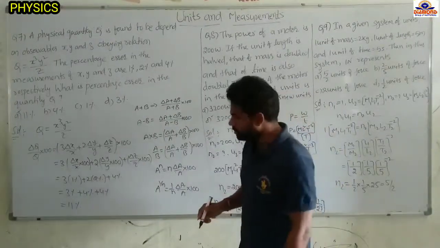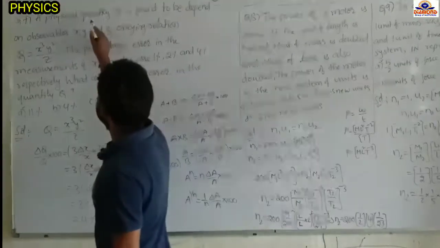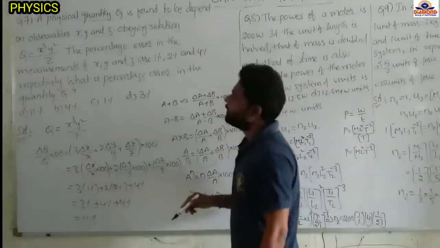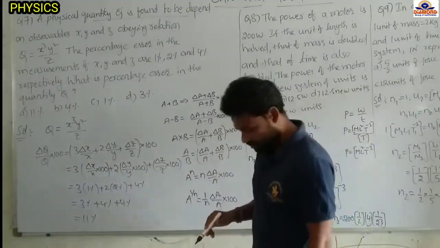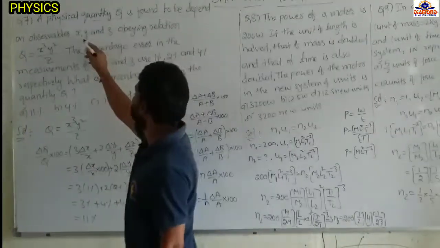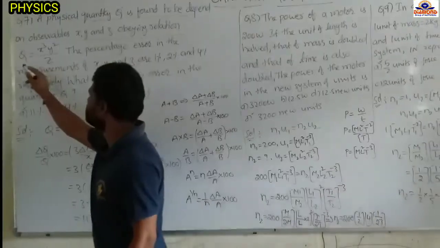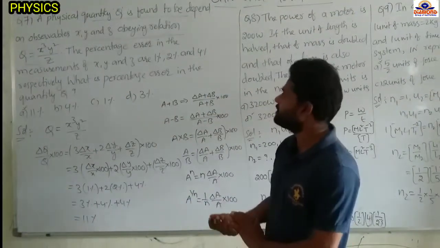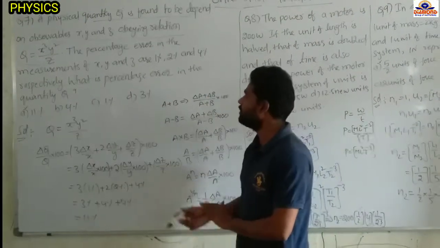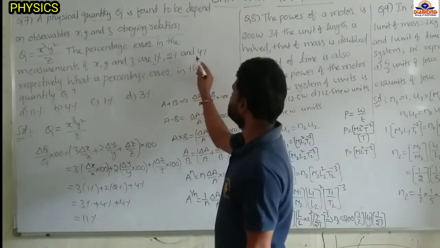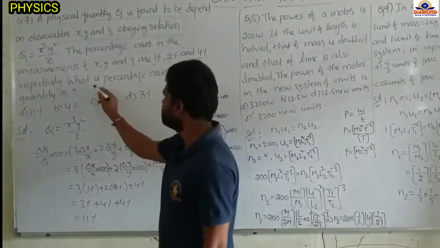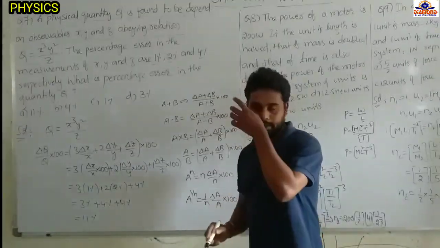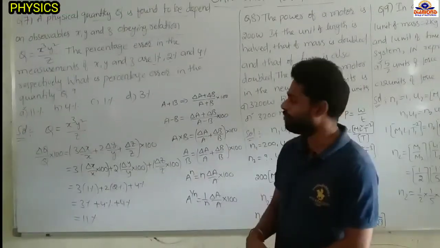Okay, see the next question, 7th question. A physical quantity q is found to depend on observables x, y, z obeying the relationship q equal to x cube y square by z. The percentage error in the measurement of x, y, z are 1%, 2% and 4% respectively. What is the percentage error in the quantity q? So percentage error we have to find.